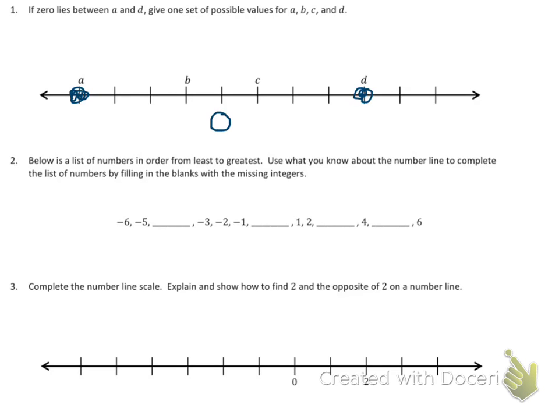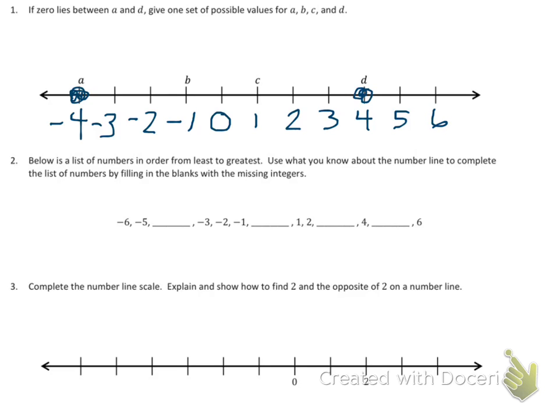And if that space is 0, then everything to the right is positive. So let me mark those in here. And everything to the left would be negative. So -1, -2, -3, -4. And then we can see that A would be -4, B would be -1, C is +1, and D would be +4.